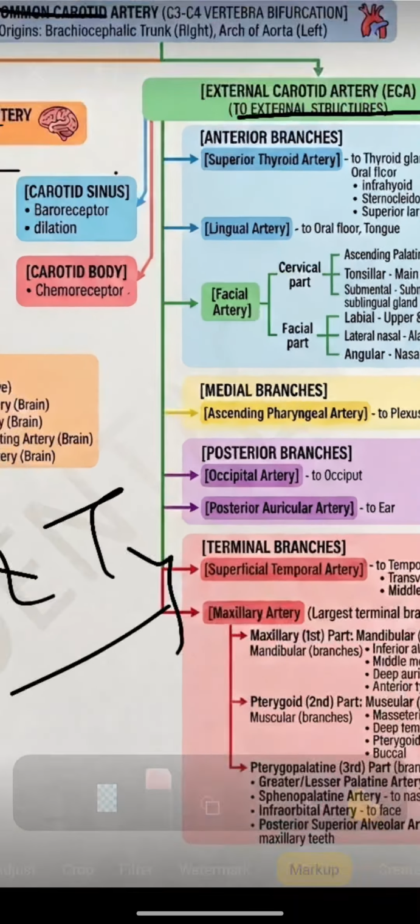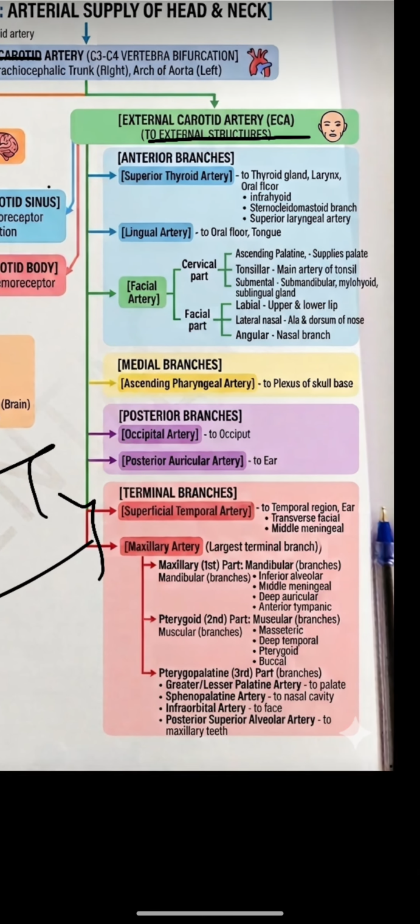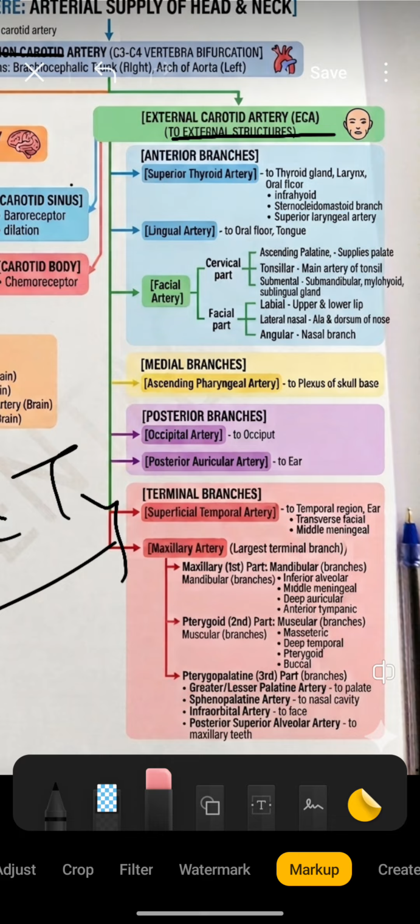So let's begin with the external carotid artery and its branches. Firstly, the anterior branches. Anteriorly, it gives three branches: superior thyroid artery, lingual artery and facial artery. The superior thyroid artery supplies the thyroid gland and larynx.